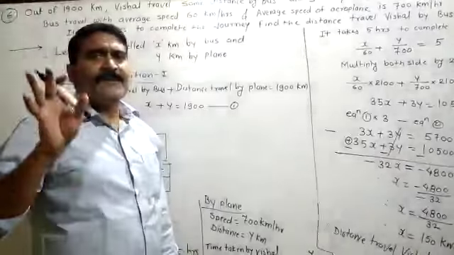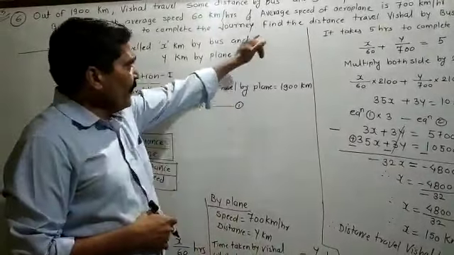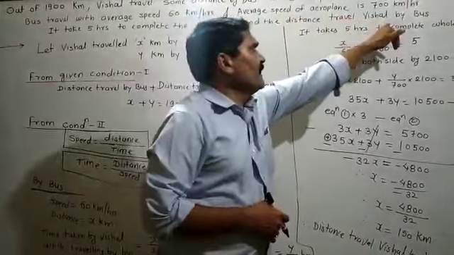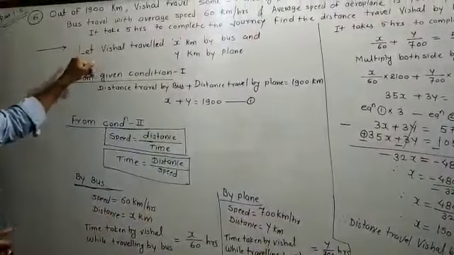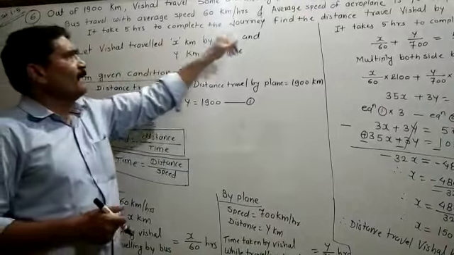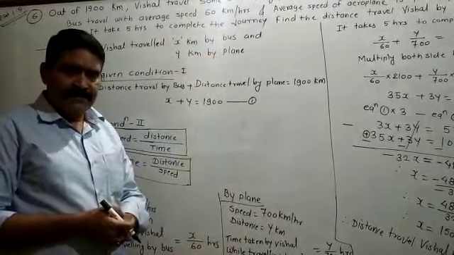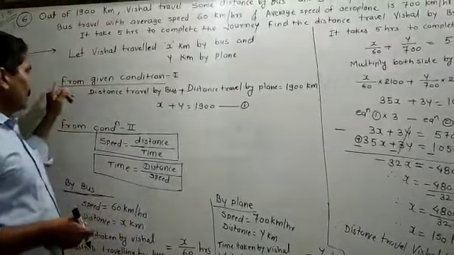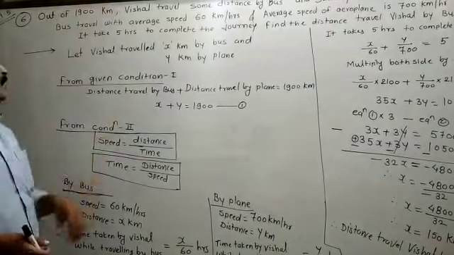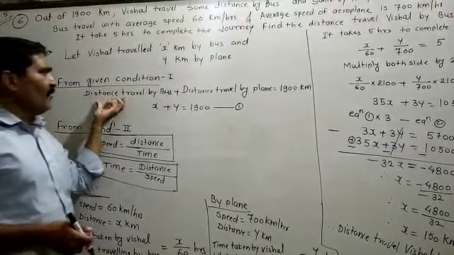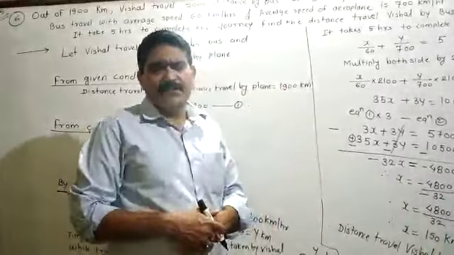Whatever you have to find out, that you have to consider as x and y. Then what you have to find out? Find the distance traveled by Vishal by bus, and that's why I am considering that let Vishal travel x kilometers by bus and y kilometers by plane. Understand? Then the next condition, the first condition you have to see, out of 1900 kilometers, means distance traveled by bus and distance traveled by plane is equal to 1900.